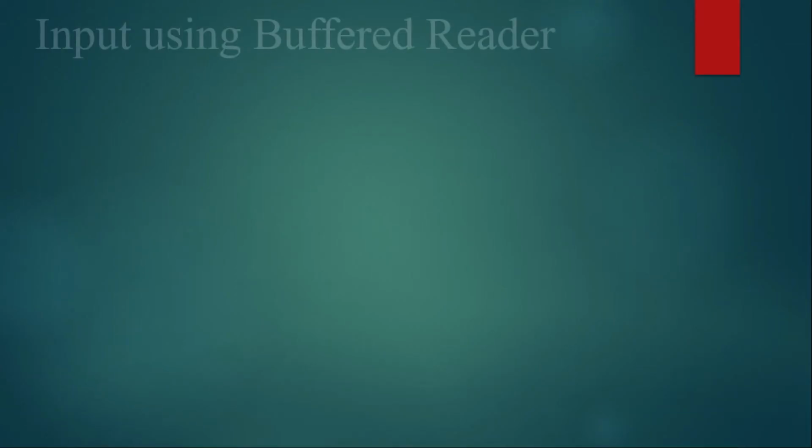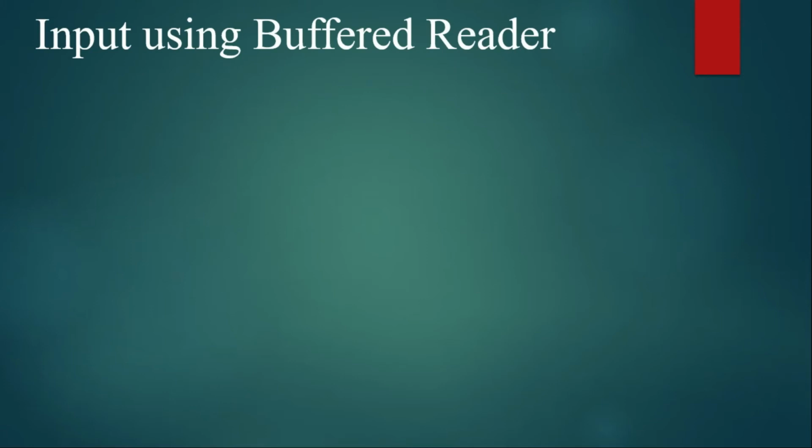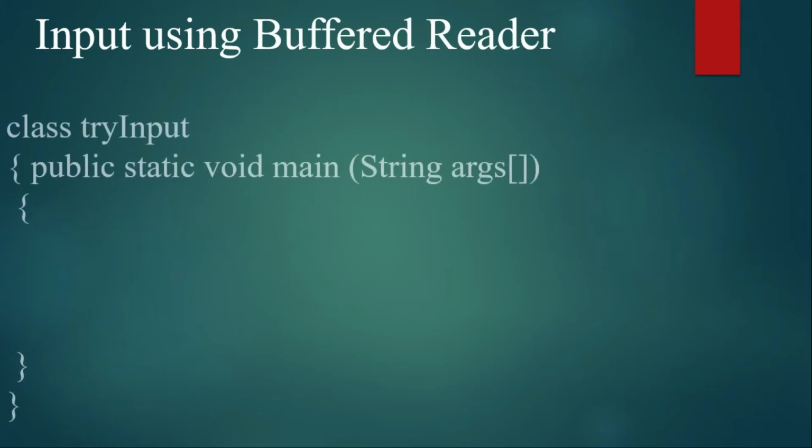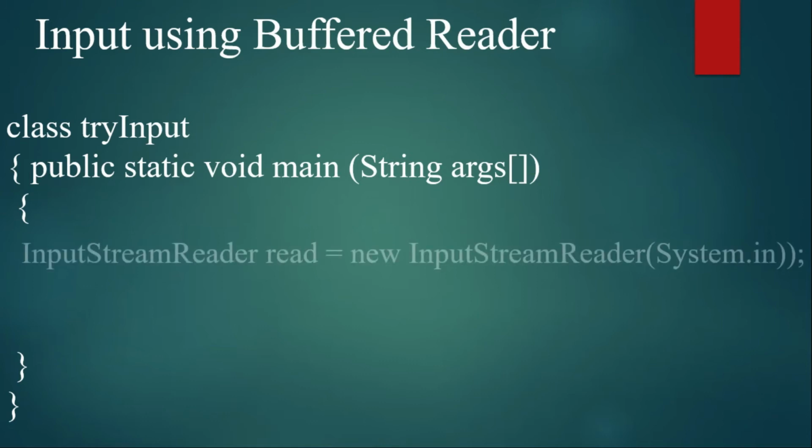Now we will see how to get input using BufferedReader class. First, we have to create an object of the BufferedReader class. For that, we need to pass an object of InputStreamReader class as an argument to create an object of BufferedReader. So we first create the object of InputStreamReader class.